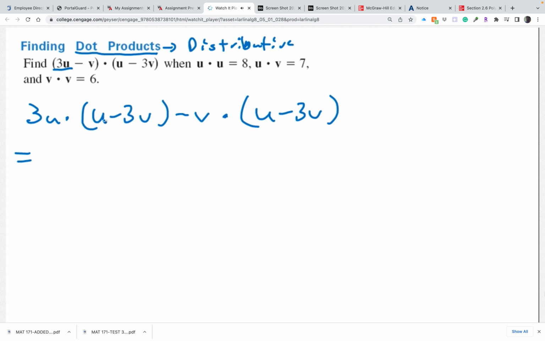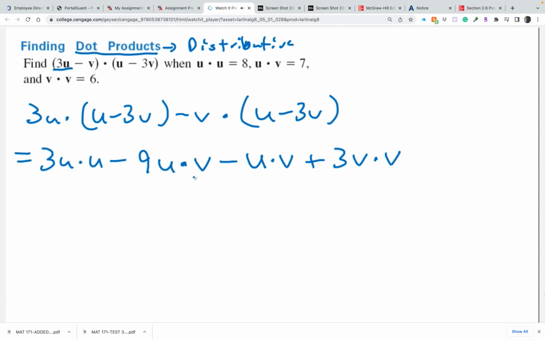So we'll have 3u dotted with u, and then minus 3 times 3 is 9 times u dotted with v, and then we'll have minus v dot u, which we can rewrite as minus u dot v because the dot product is also commutative, and then we'll take minus v and dot that with negative 3v, giving us positive 3v dot v.